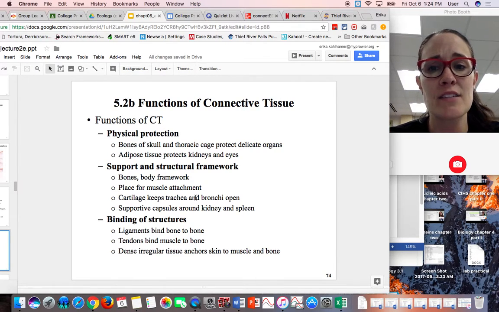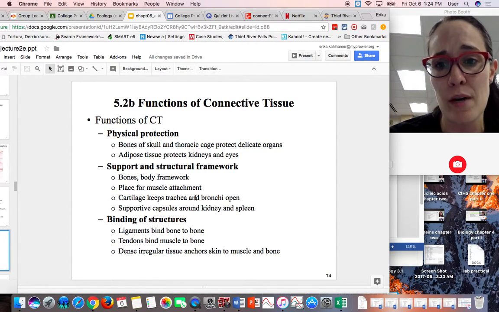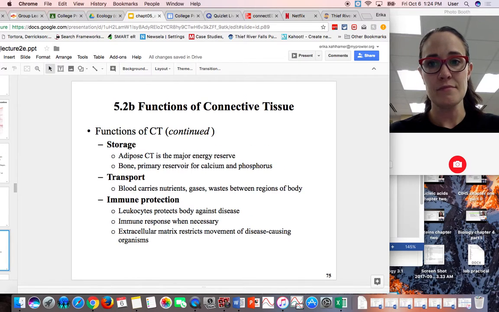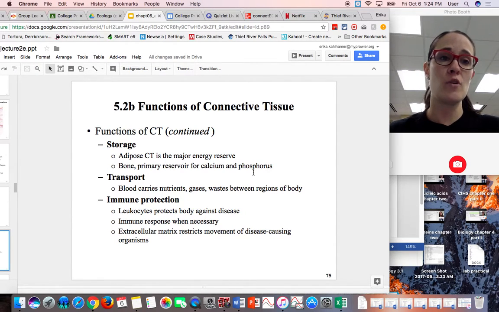They also bind structures to other structures. Like I mentioned, ligaments bind bone to bone, tendons bind muscle to bone. Also store things. Adipose connective tissue stores fat for energy. Bone stores calcium. Transport: blood is a connective tissue that transports respiratory gases. And then immune protection. Leukocytes within it help with the immune system.